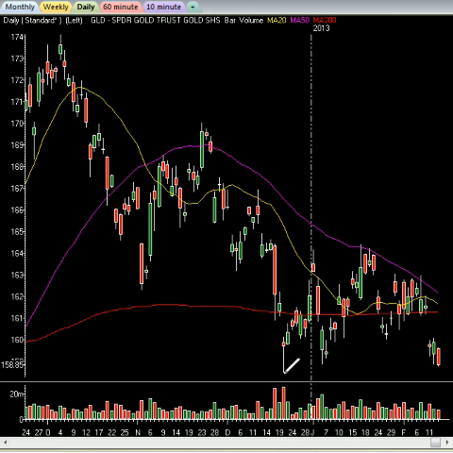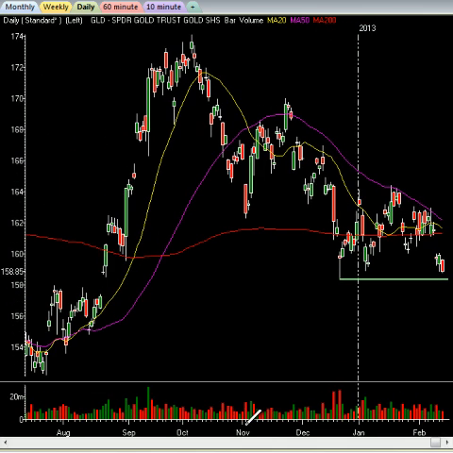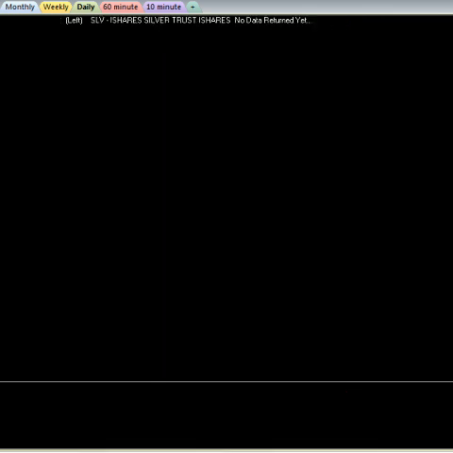You will have a little bit of an area of support right here at this double bottom. You're not quite there yet. My guess is you'll tag that level tomorrow. I don't think it will last very long. I think you'll go through that level. And again, next move down, you're going to go right to this little pivot here, which is a gap fill on the GLD. That's 157.32. That will be your next major level on the GLD.